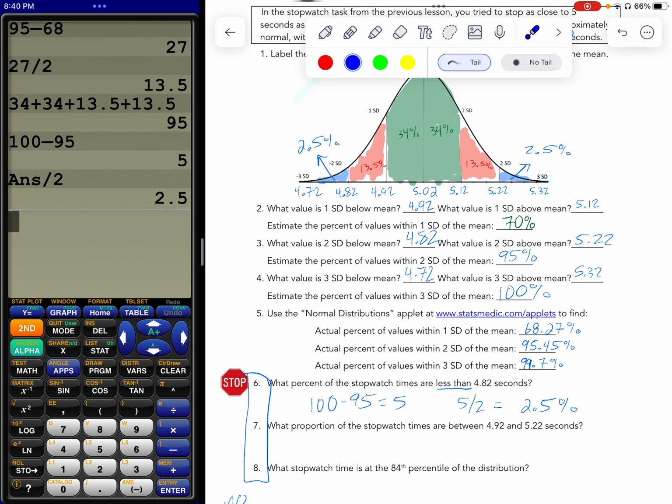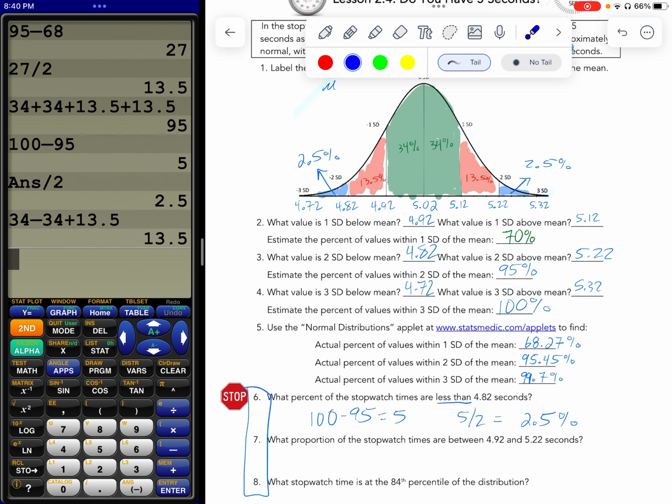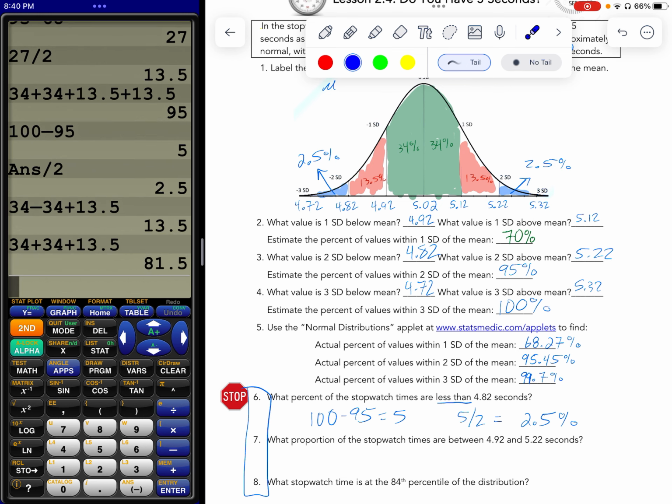How about this? What portion of the times are between here and here? So now that I've got these percentages labeled, it's a little bit easier. So what's between 4.92 and 5.22? So it's this right here. So I can do 34 plus 34 plus 13.5. That's one way to do it. I can do that over here. 34 plus 34 plus 13.5, like that. Okay, or I could think again.